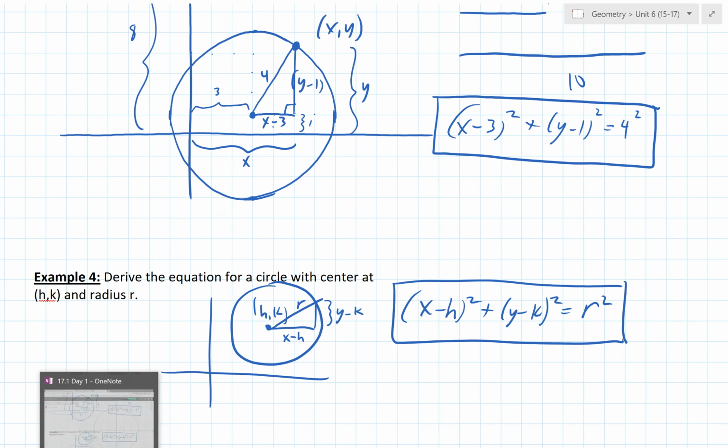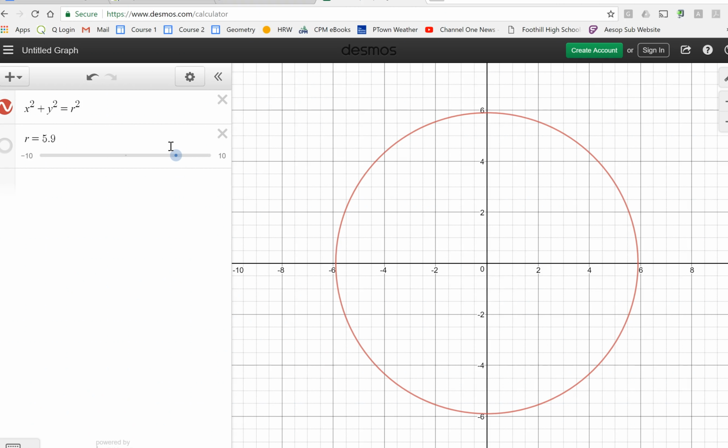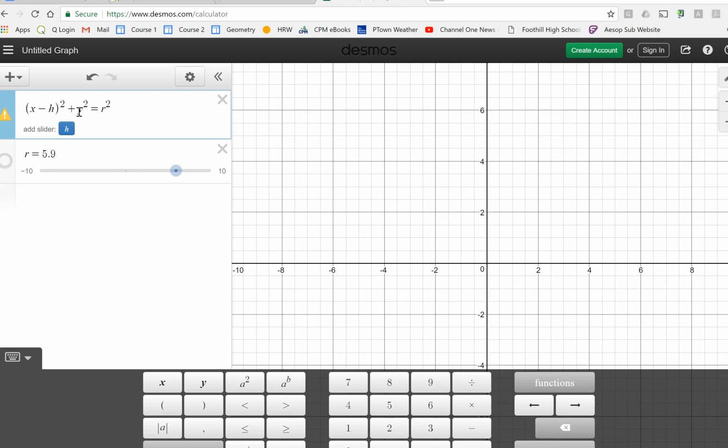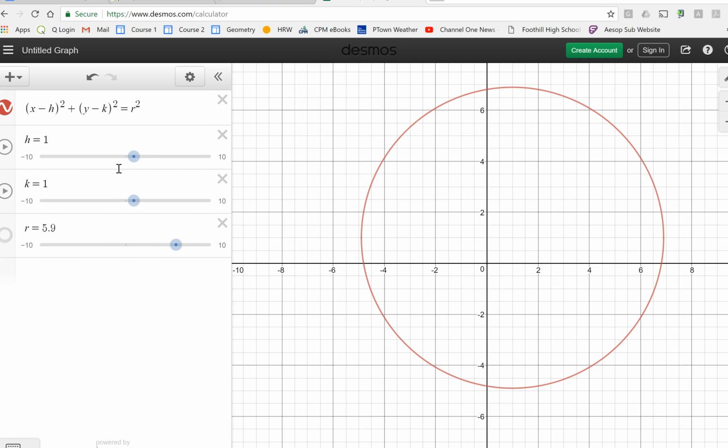Again, I'll go to Desmos so you can see what that would look like. So here I'm going to put (x − h)² + (y − k)² = r², and it gives me sliders for each one.